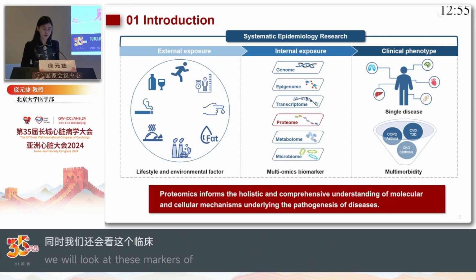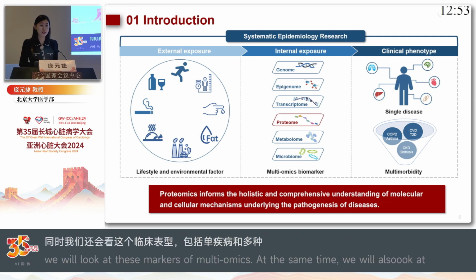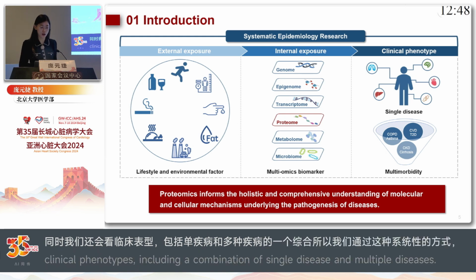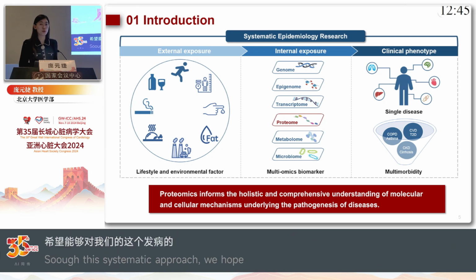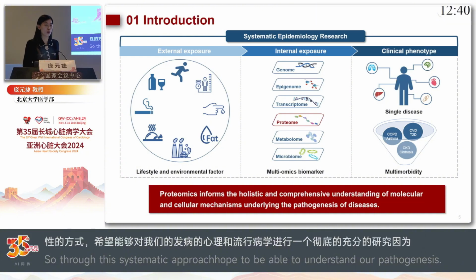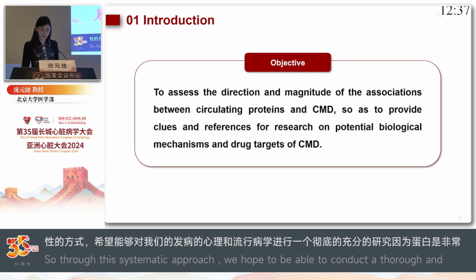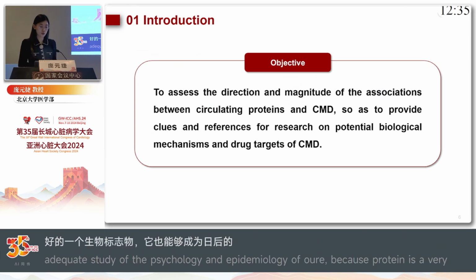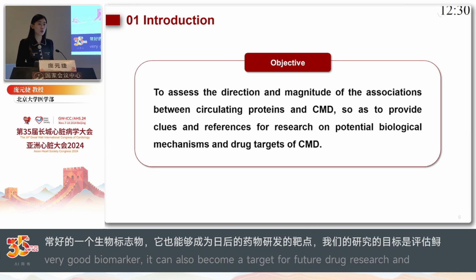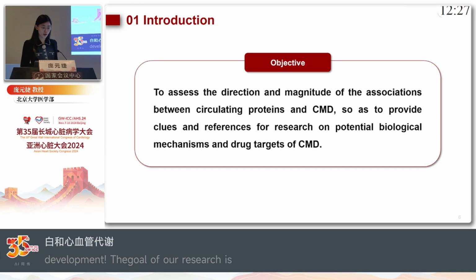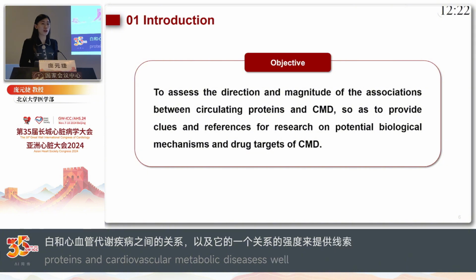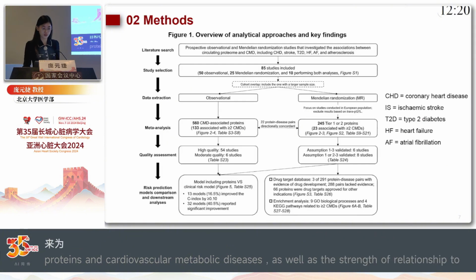Proteomics can inform the holistic and comprehensive understanding of molecular and cellular mechanisms underlying the pathogenesis of diseases. And because proteins are key molecular biomarkers, they are good candidates for drug target development. The objective of the study is to assess the direction and magnitude of the associations between circulating proteins and CMD, so as to provide clues and references for research on potential biological mechanism and drug target of CMD.